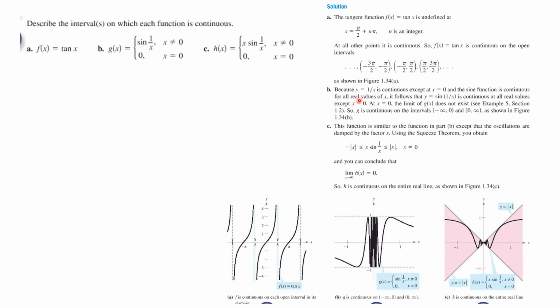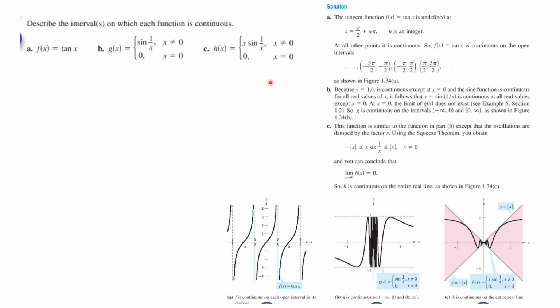Now, because y equals 1 over x is continuous except at 0, and the sine function is continuous at all values of x, it follows that this is continuous at all real values except x equal to 0. It's the composition of the functions like we just talked about. But we have learned that the limit as x tends to 0 does not exist. That means it can't be equal to 0. That means it's not continuous at 0. So these are the intervals on which it is continuous, but it's not continuous at 0.